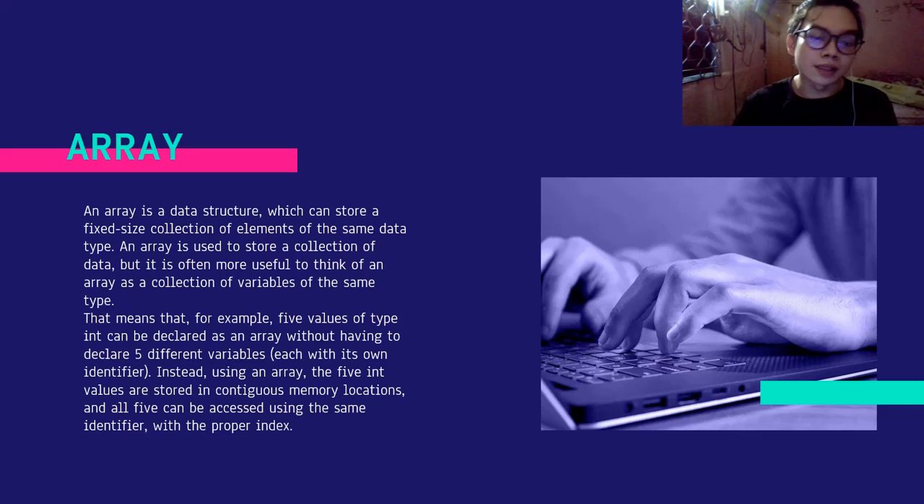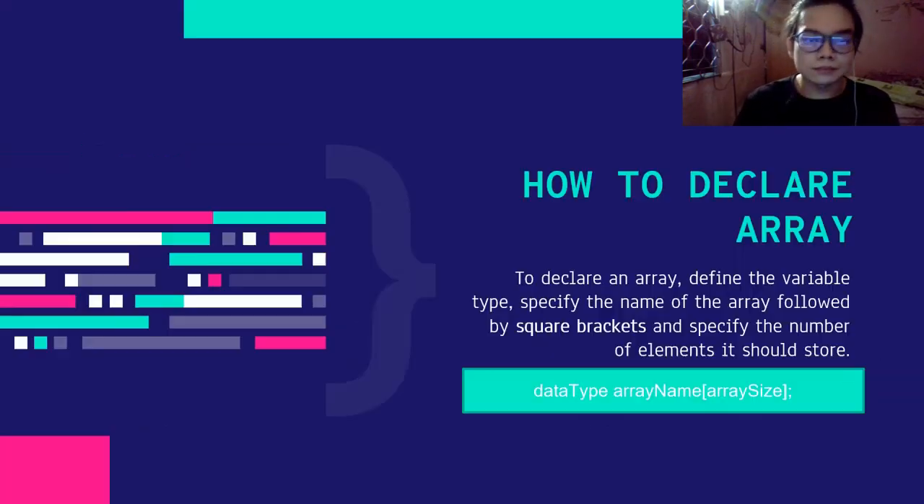Instead, using an array, the 5 integer values are stored in contiguous memory locations, and all 5 can be accessed using the same identifier with the proper index.